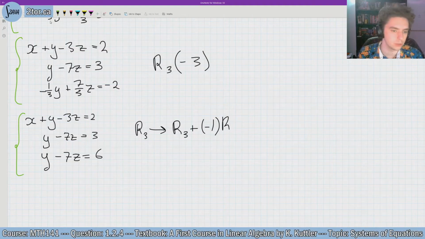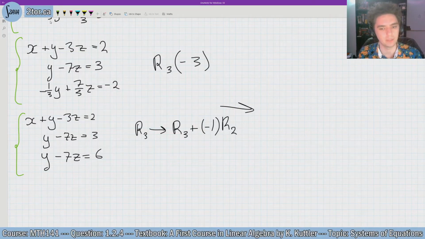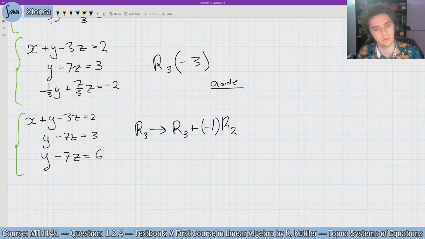I can really actually choose either, or no, I can't choose either row. I have to choose row 2 here. The reason is, well, let's try it. Let's see what happens if we do row 1 on the side here as a side note. So I'm going to do that as a quick aside. What happens if we choose row 1 instead?